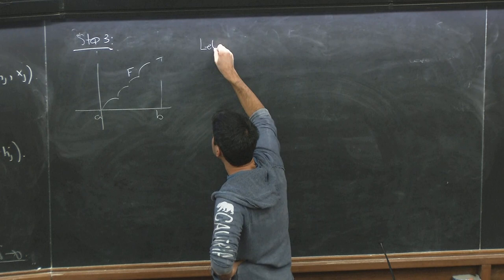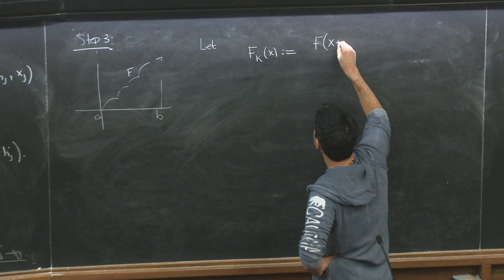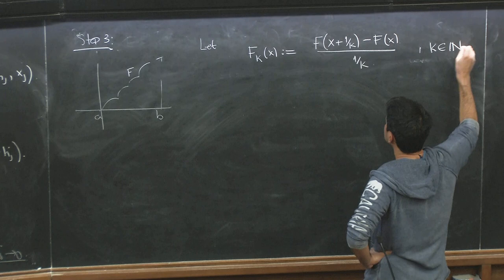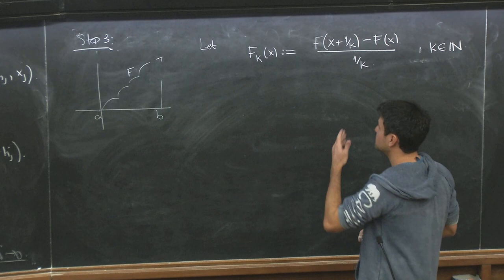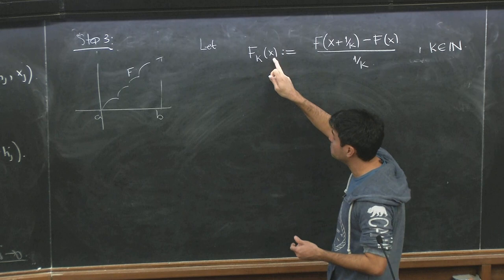So now let this function f_k of x be defined as f of x plus 1 over k minus f of x, over 1 over k. So it's like taking k, here is a natural number, it's like taking my h before as 1 over k. So consider this function here, f_k. And here, of course, when you take f of x plus 1 over k, you might be passing your point b if you want to take f_k of b. Well, what is f_k of b?